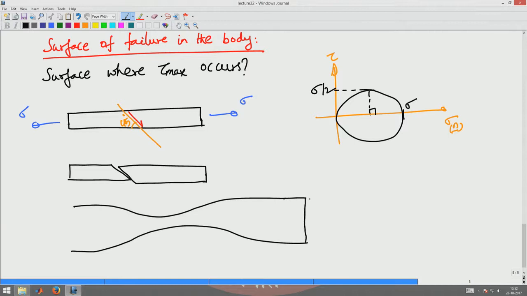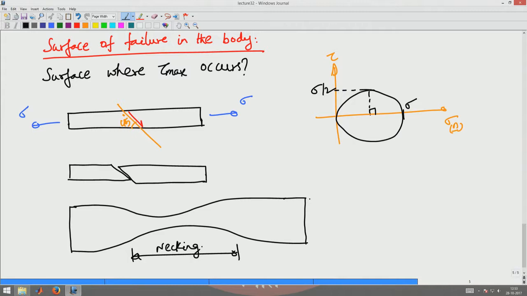It would look like this, where there will be considerable deformations, and the cross section area would reduce significantly. This is called necking. Now, this is how a ductile material will fail.